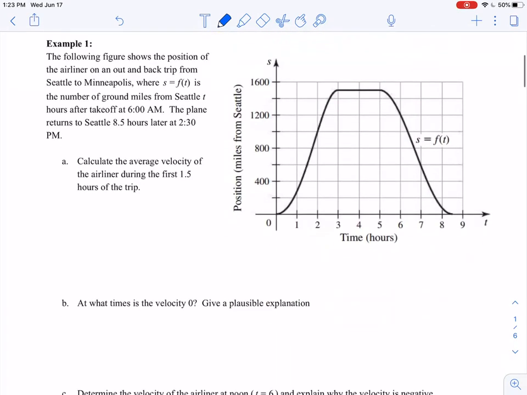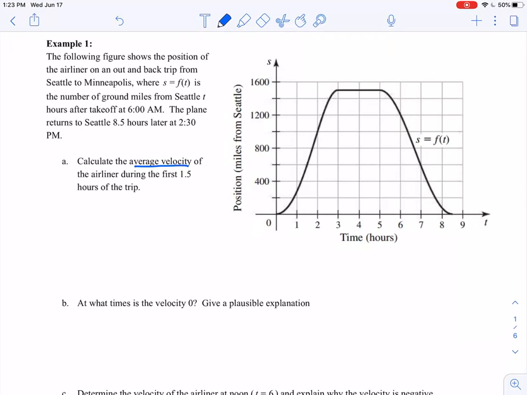In example 1, I have a figure that shows the position of an airliner on an out and back trip from Seattle to Minneapolis, where s equals f of t is the number of ground miles from Seattle, t hours after takeoff at 6 o'clock a.m. The plane returns to Seattle 8.5 hours later at 2:30 p.m. Part A says calculate the average velocity of the airliner during the first hour and a half of the trip.